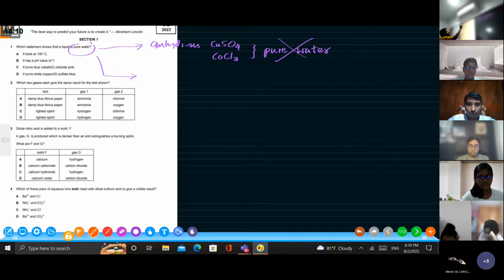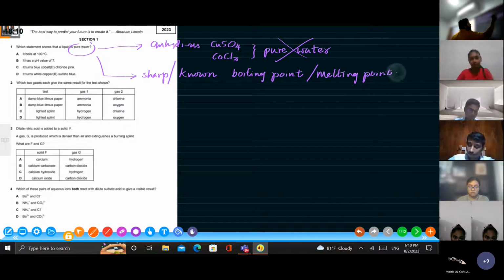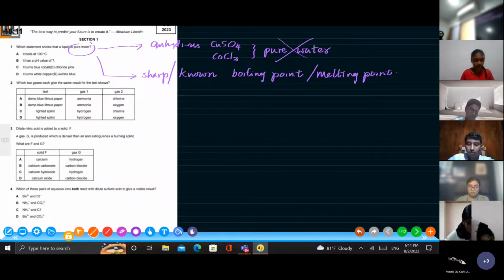The purity of water, and the purity of any substance, is checked with sharp, known boiling points and melting points, right? So for boiling point or melting point, I want you to write this down as your review of the MCQ. MCQ review is the best way to remember much of this information and to improve.